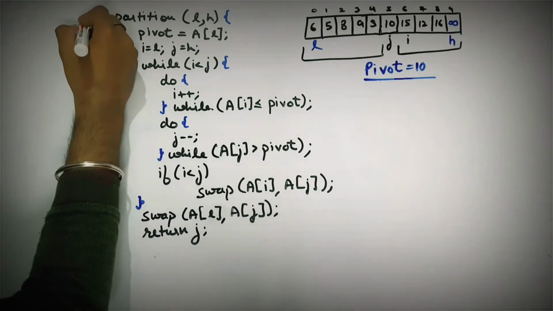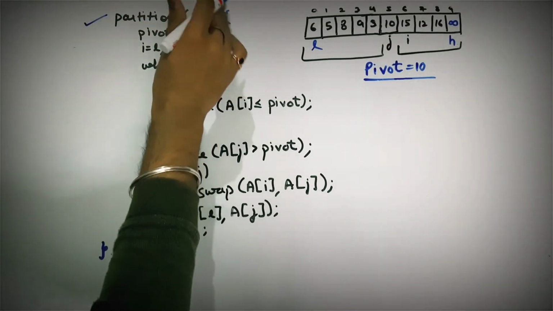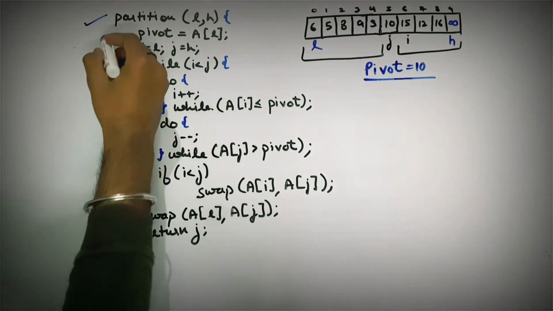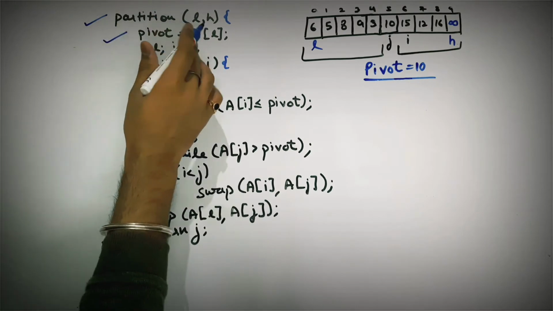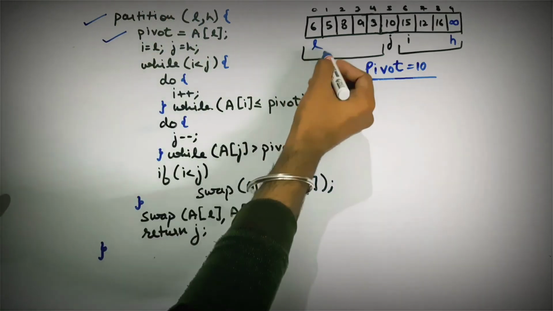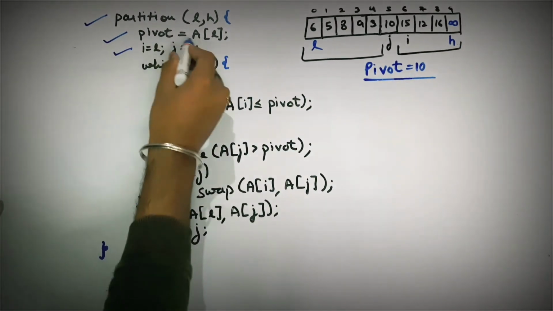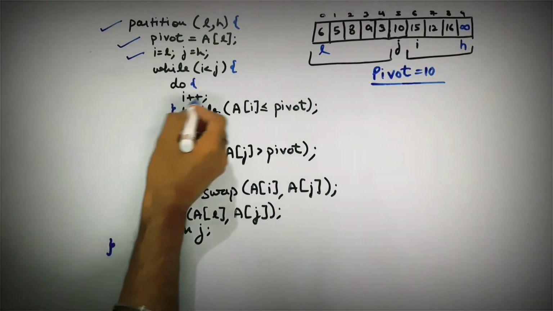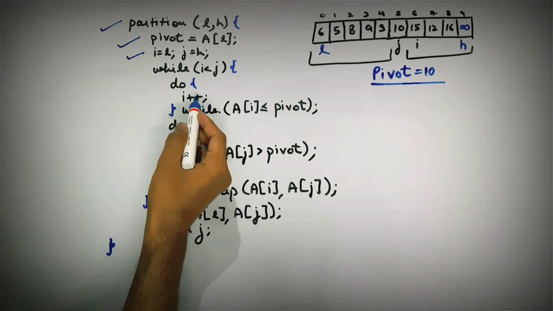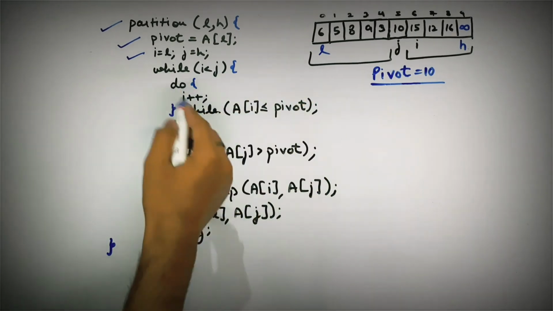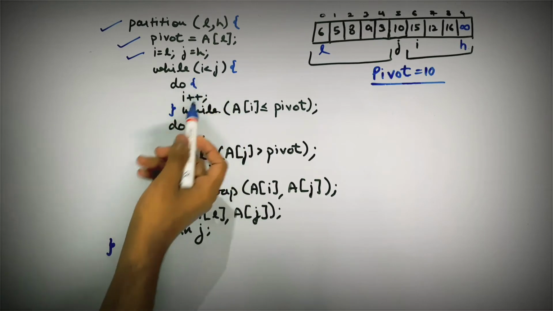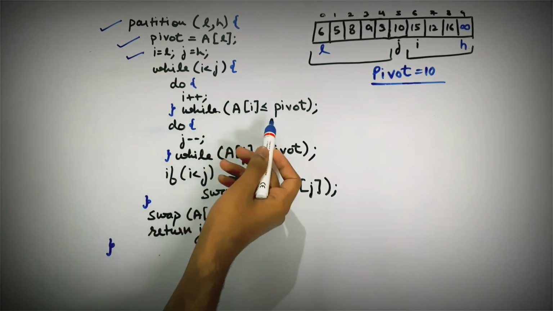Now we are implementing this partition function. It takes low and high as its parameters. Now we choose the first element as our pivot. As we know that we started I from low and J from high, that's why I equals low and J equals high. Now first come to this do command. We know that we incremented I until we found an element greater than the pivot. So that's why do I plus plus while A of I is less than or equal to pivot.